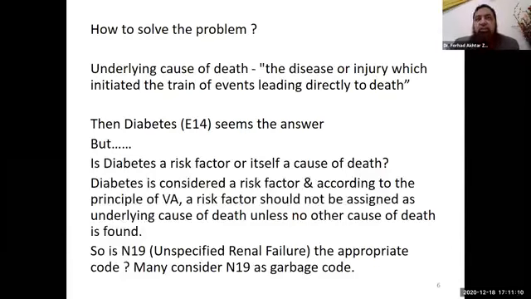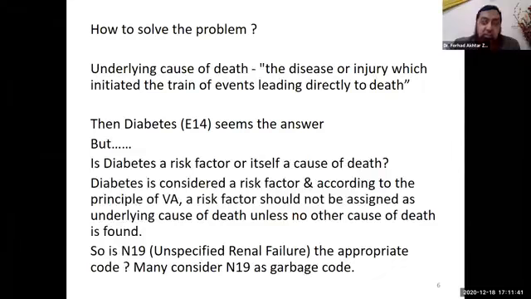So you can see that there are so many risk factors which itself may be a cause of death. One of the foremost among them is diabetes. Others, we have hypertension. Then there are some other risk factors like alcoholism, smoking, obesity. Those are all risk factors. But among those risk factors, diabetes is one such risk factor which itself may be a cause of death. So let us see, or is N19, unspecified renal failure, the appropriate code?